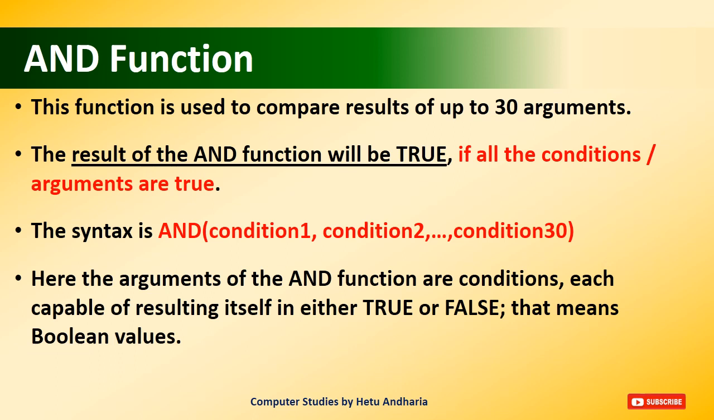Syntax is AND, in brackets, condition 1. In condition 1 you have to compare two values. For example, the value lying in A1 is equal to the value lying in A2. In condition 2 you have to compare other two things, and like that. Here the arguments of the AND function are conditions. Each condition is capable of resulting in either true or false. That means it is of Boolean type. Now what is Boolean? Boolean has only two values, either yes or no, either true or false. That is Boolean.